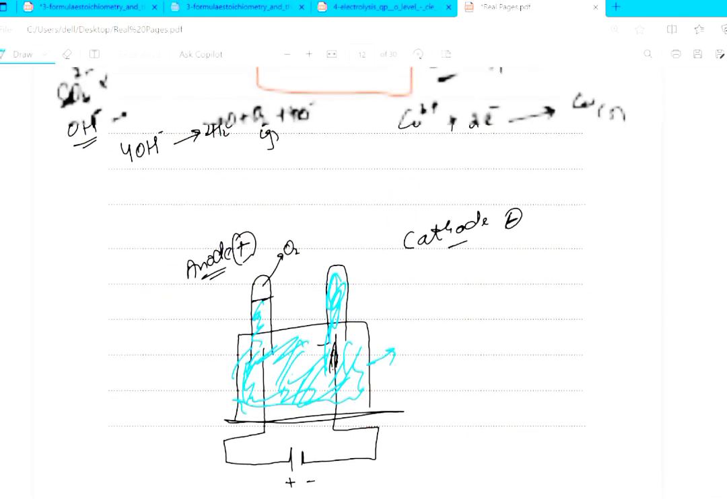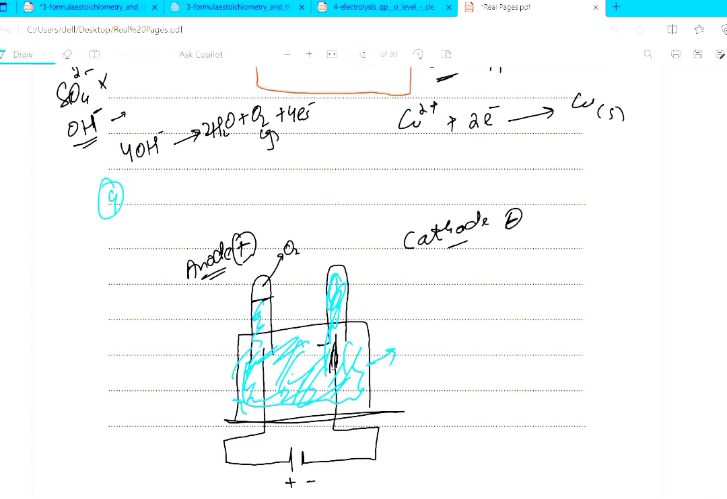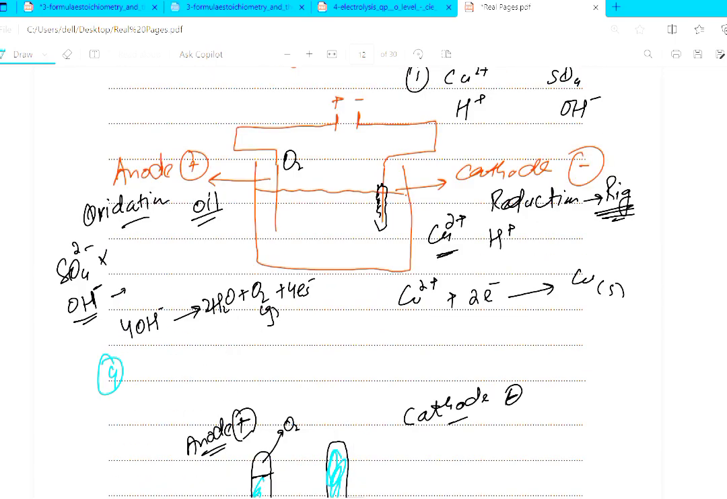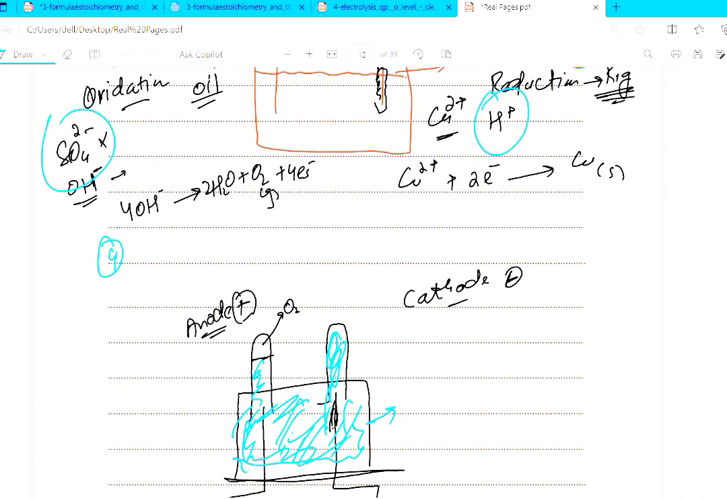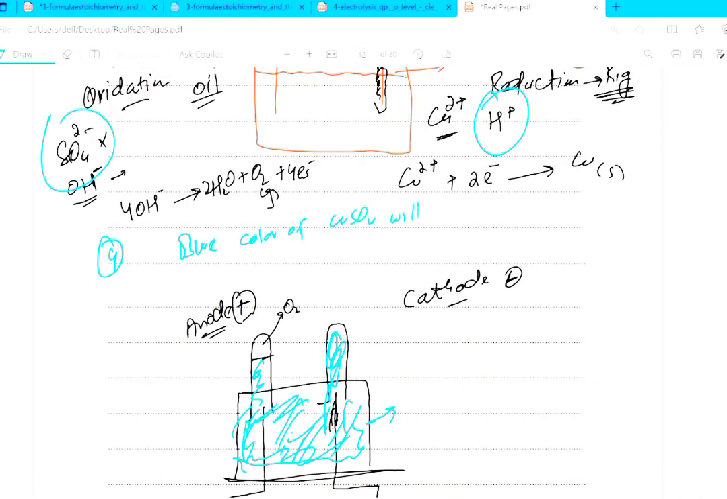The fourth step is the remaining, which I have to write. What are the remaining ions and what will be left over here? Hydrogen is remaining, and here the sulfate is remaining. The blue color which was over here will fade. Blue color of copper sulfate will fade. The reason is that copper is being used up over here. It is no more copper sulfate, so that's why.